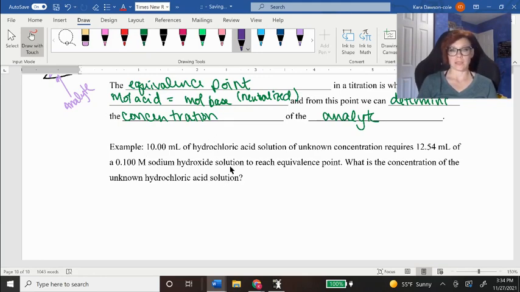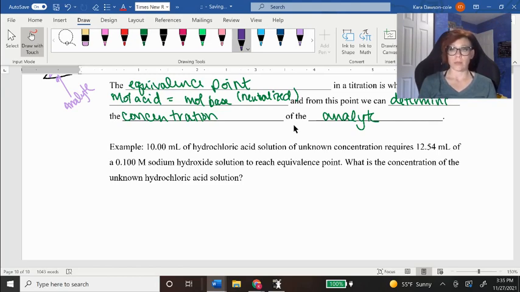So in this case, I have 10 milliliters of hydrochloric acid solution, and it's got an unknown concentration. I don't know the concentration. I have 12.54 milliliters of 0.1 molar NaOH solution to reach the equivalence point. What is the concentration of the unknown hydrochloric acid solution?